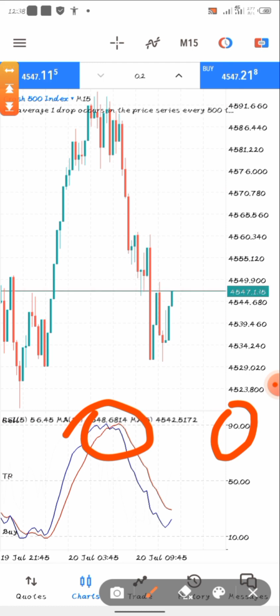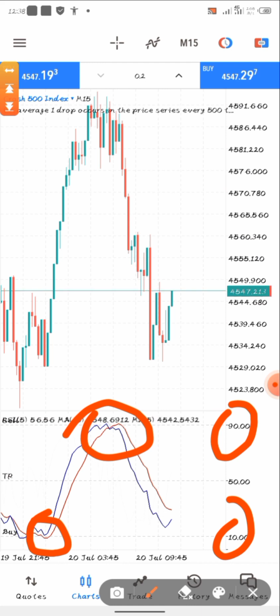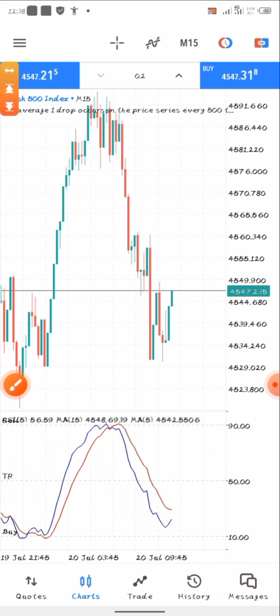Now when the moving average reaches the 10 level of the RSI, this indicates that the market is in an uptrend, guys. It's an uptrend. Now once you figure that out, this is the next thing you are going to do. Then we know that the market is in a downtrend.